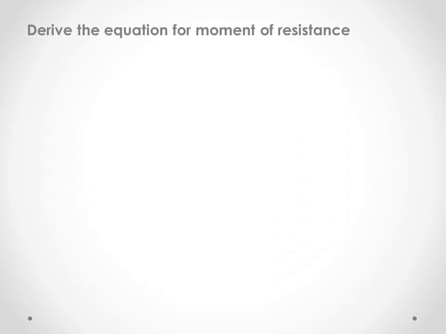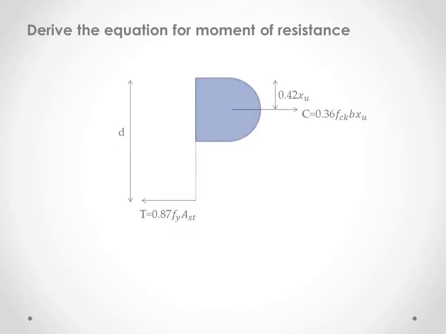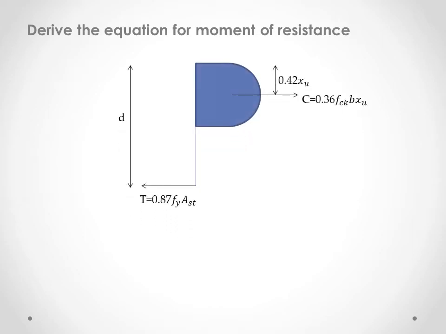So this is the question: derive the equation for moment of resistance. And this is the strain diagram which I had mentioned before, with depth here, and half of it is XU, and the other half is 0.42 XU, with compressive load 0.36 FCK B XU and tensile load 0.87 FY AST.